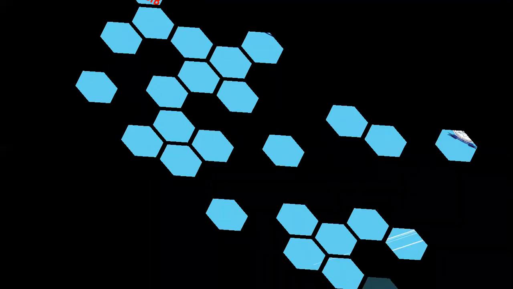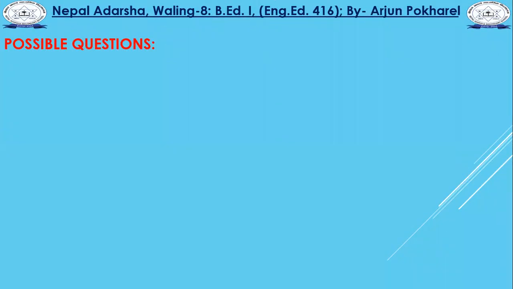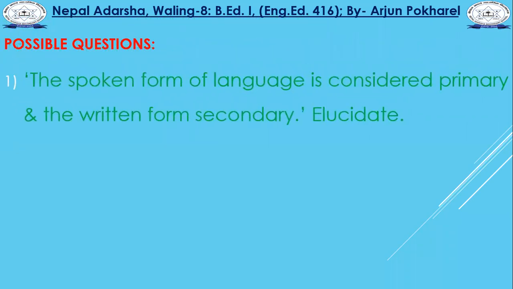Now let's move to the possible questions. The question may be asked differently. The first one is: the spoken form of language is considered primary and the written form secondary. Elucidate. You have to explain why the spoken form of language is considered primary and the written form of language secondary. You have to explain the issue statement. Copy the question.